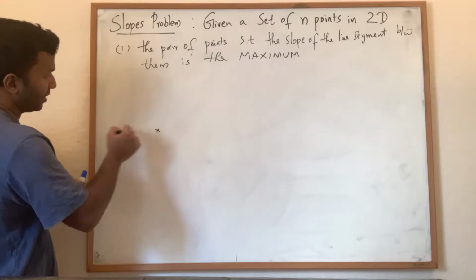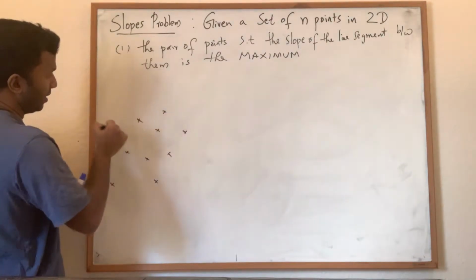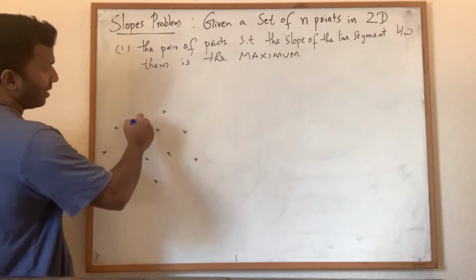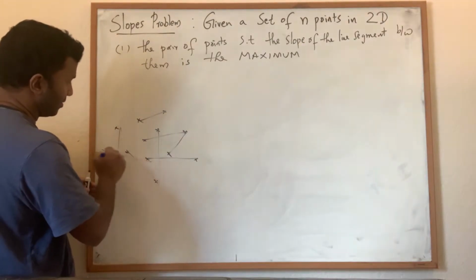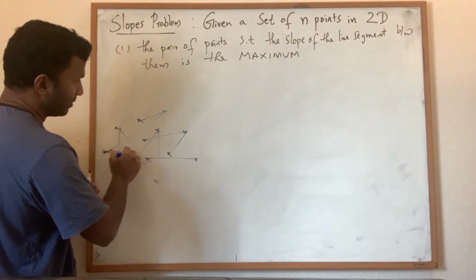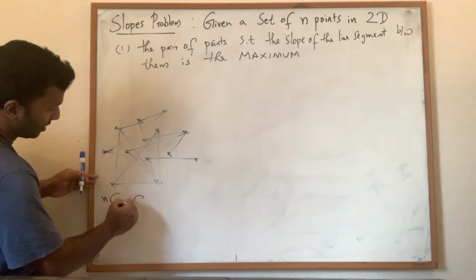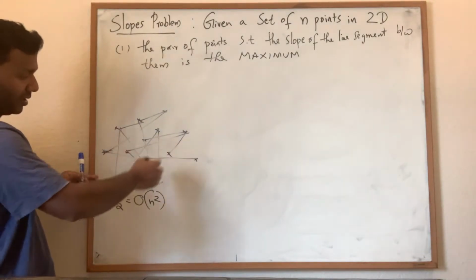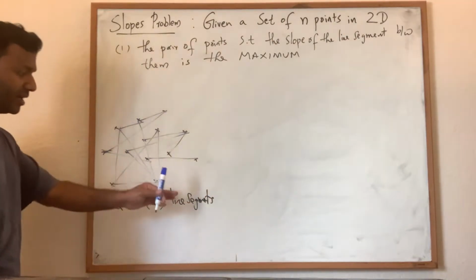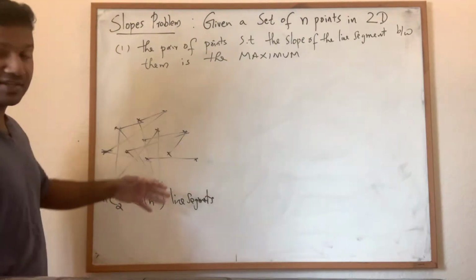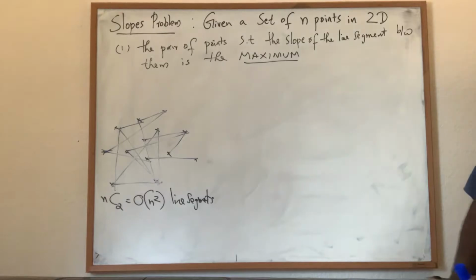So essentially, if these are the points, okay, n points, that means I can draw a line between any 2 points like this. So basically, if there are n points, I can draw up to n choose 2, that is big O of n square number of line segments. Okay, this many line segments, and what I want to know is, among these n square line segments, which one has the maximum slope? That is the first question.